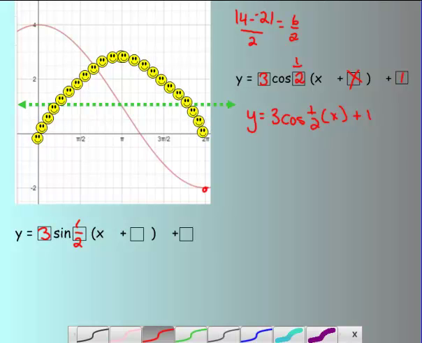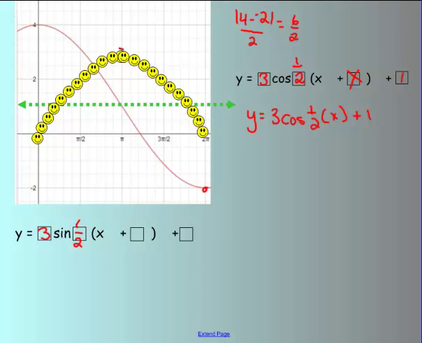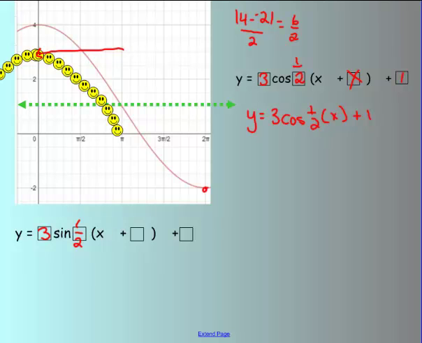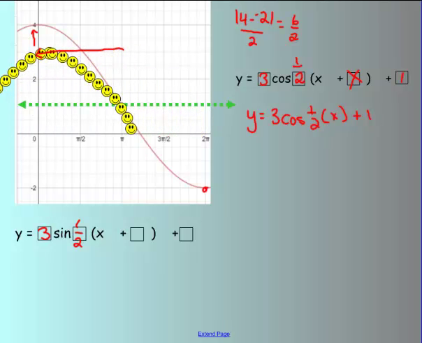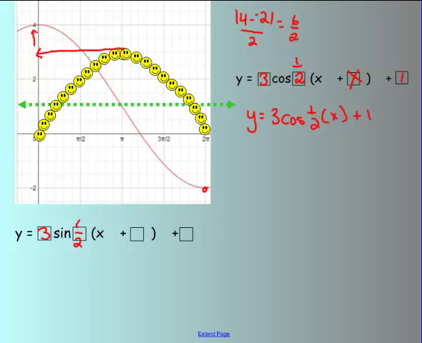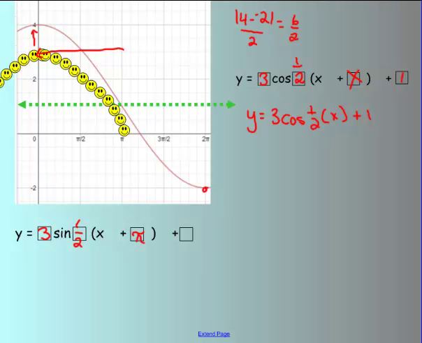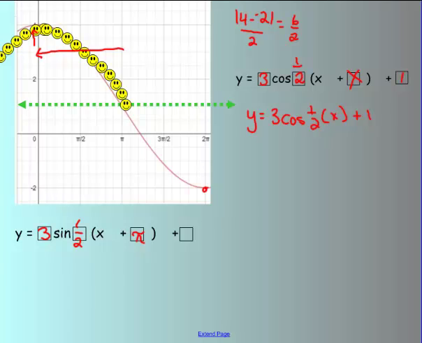So this is what we're doing. We're taking this and we're moving it backwards. And then we're taking it and we're moving it upwards. And those are our shifts. So let's see. How far did we move along the x-axis? We moved pi. And since we went in the negative direction, it's going to be plus. And then how far did we move up? We moved up 1 whole. So it's going to be plus 1.